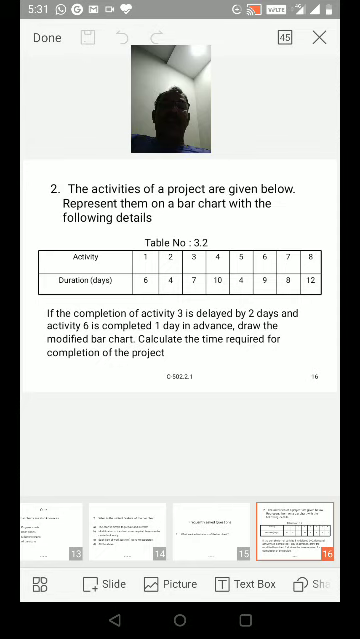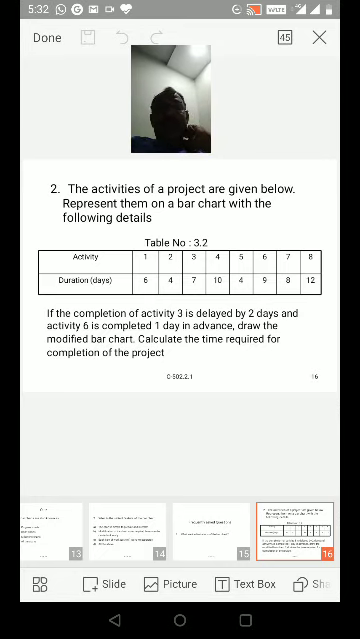If the completion of activity 3 is delayed by 2 days, the activity should be completed by 7 days. But if for any reason the completion of activity 3 is delayed by 2 days and activity 6 is completed 1 day in advance, whereas activity 6 is 9 days, but it is completed 1 day in advance.